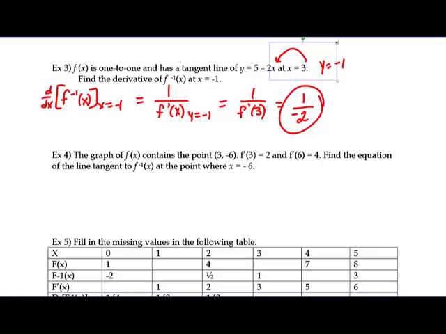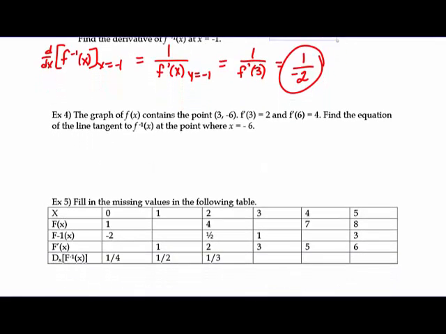So let me keep going here. The graph of f contains (3, -6). f prime of 3 is 2. f prime of 6 is 4. Find the equation of the tangent line to the inverse at the point where x is -6.